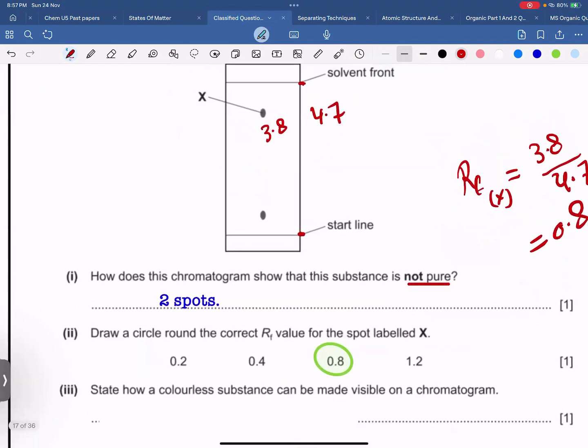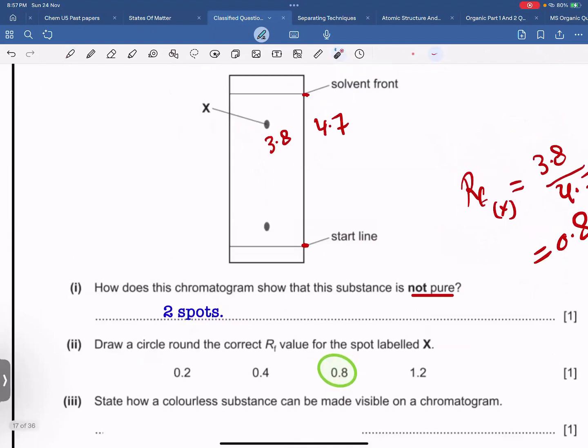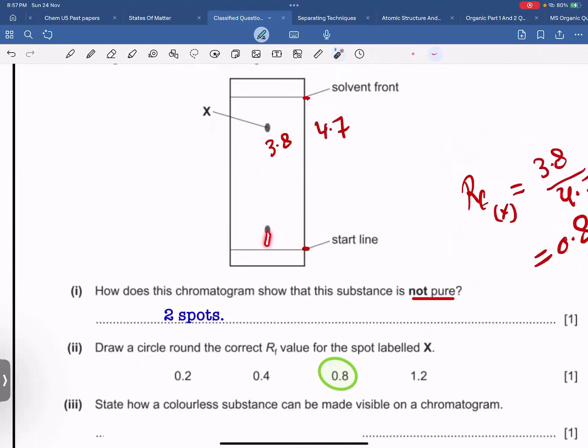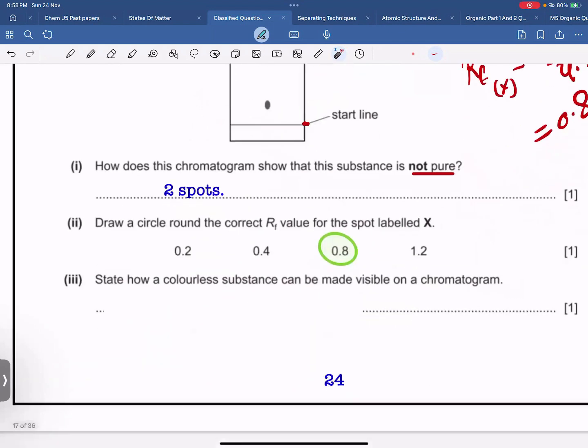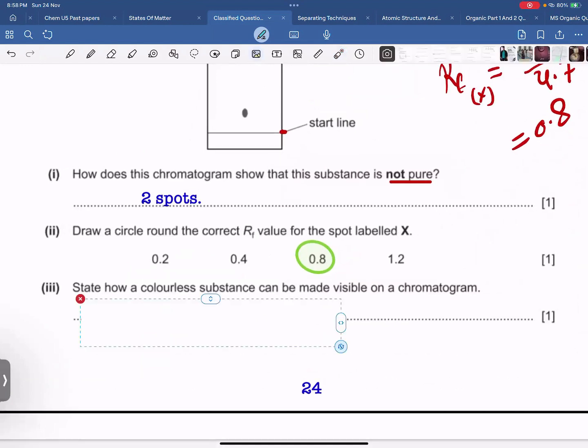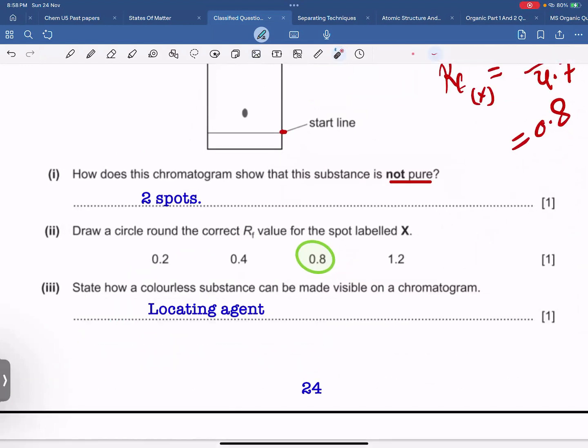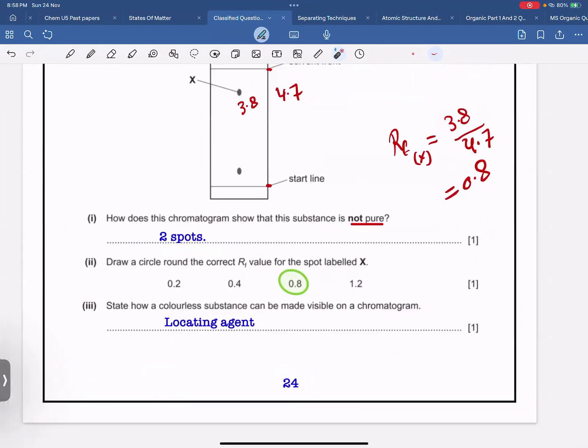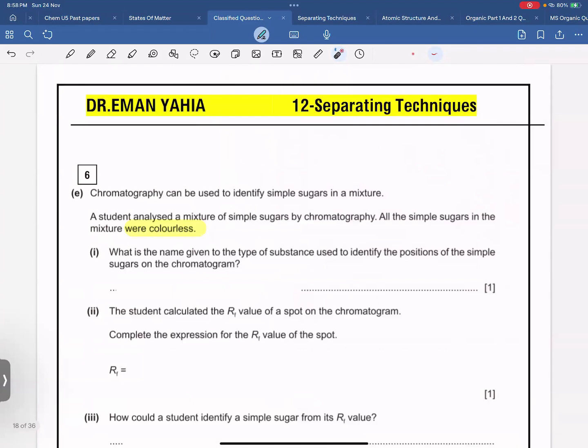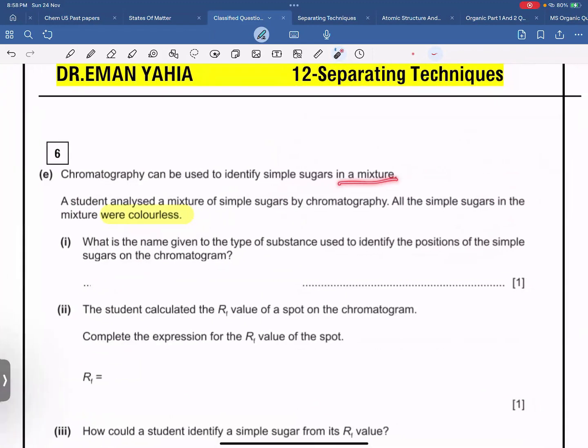Remember, this is a very tricky point. A spot that stays at the bottom or travels a small distance means the substance is less soluble in the solvent, but a substance that travels a long distance is more soluble. So for example, if this is Y, then Y is less soluble than X, because X travels farther. Show how a colored substance can be made visible in a chromatogram. So use a locating agent, spray the locating agent to make it visible. And a chromatogram can be used to identify simple sugars in a mixture.